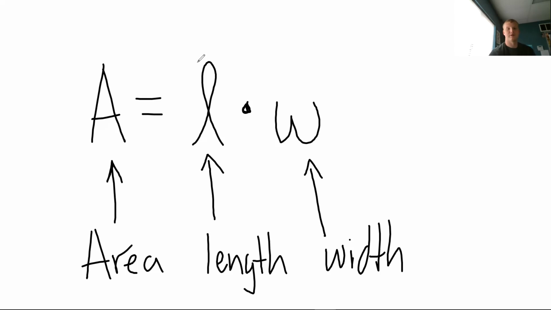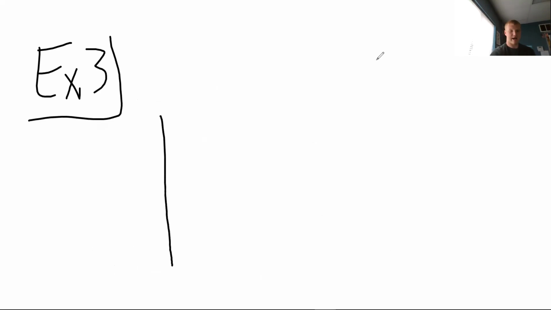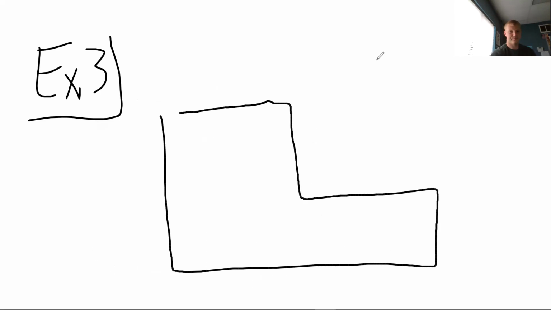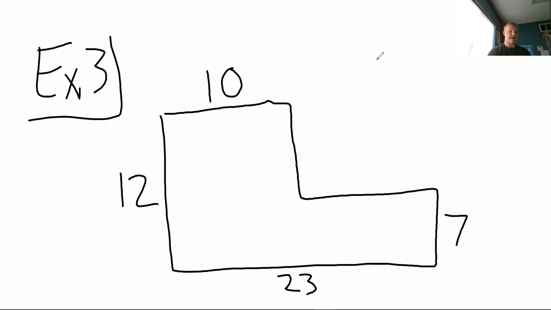Okay, so knowing that, let's try example number 3. I have a figure here that looks like an L shape. At the top we have 10. On the left side we have 12. The bottom is 23. The little side is 7. So find the area below. The dimensions are centimeters and all of them are right angles. So every corner is a right angle.